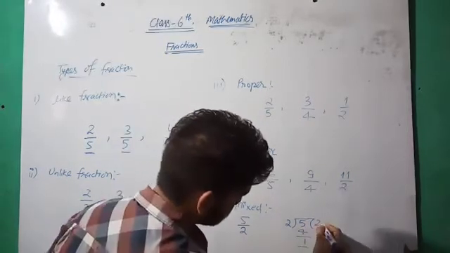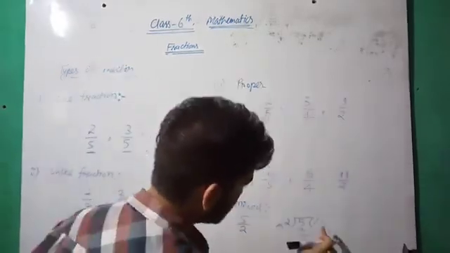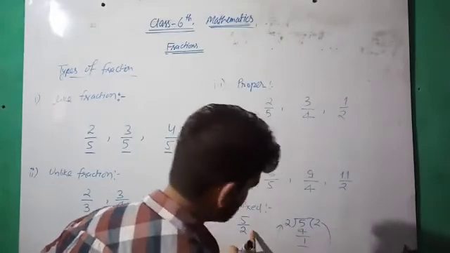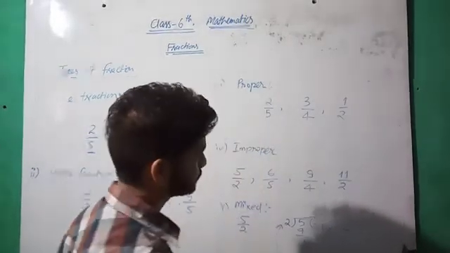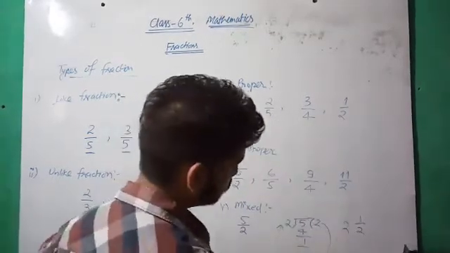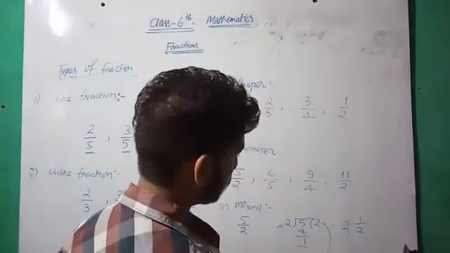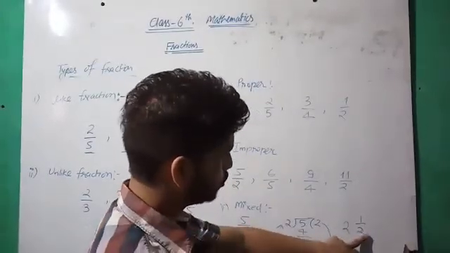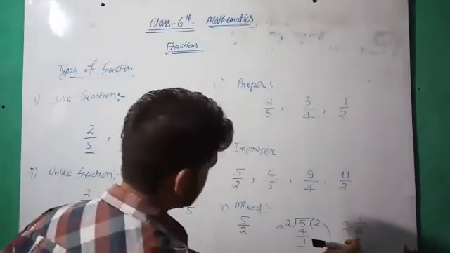So by using the clockwise direction, you can say that 2 whole 1 upon 2. This is written as 2 whole 1 upon 2. It means 2 complete and 1 by 2, that is, 2 is completed, then 1 by 2 you have to add. So 2 whole 1 by 2 is written in the form of a mixed fraction.